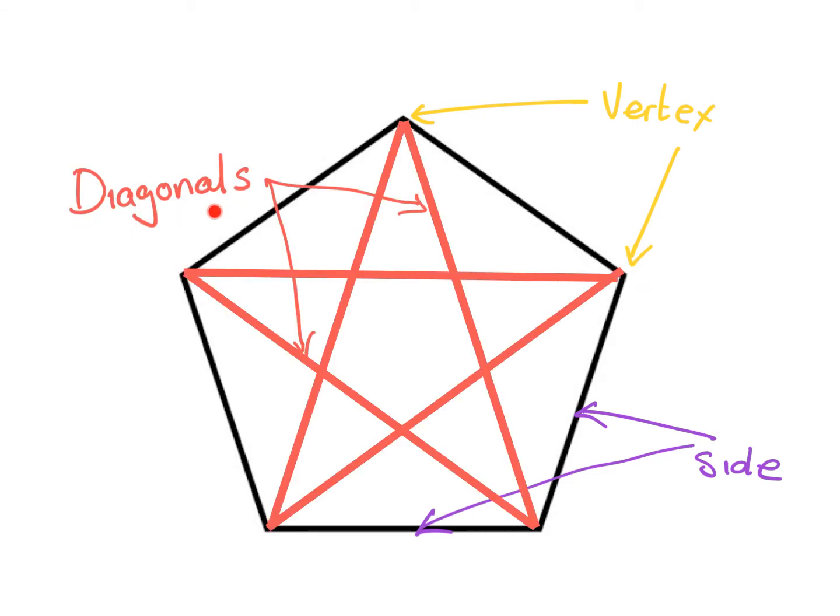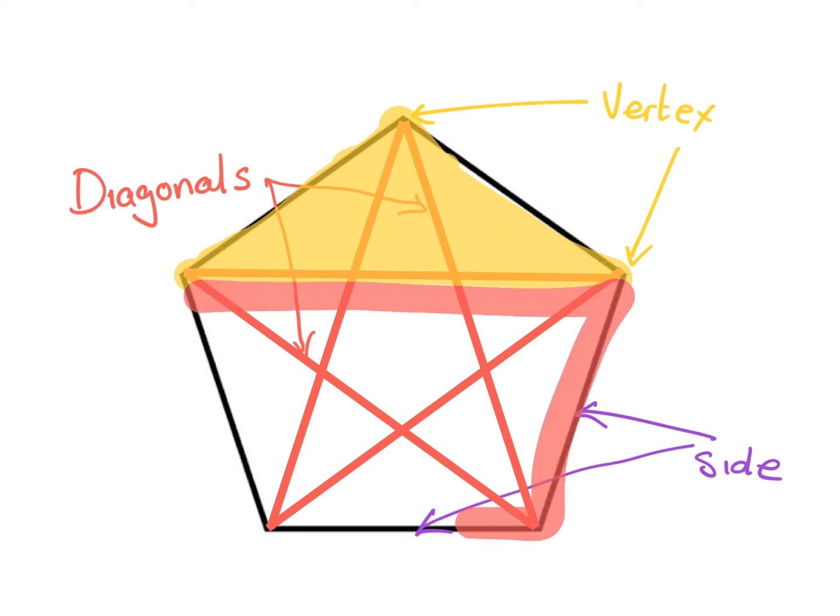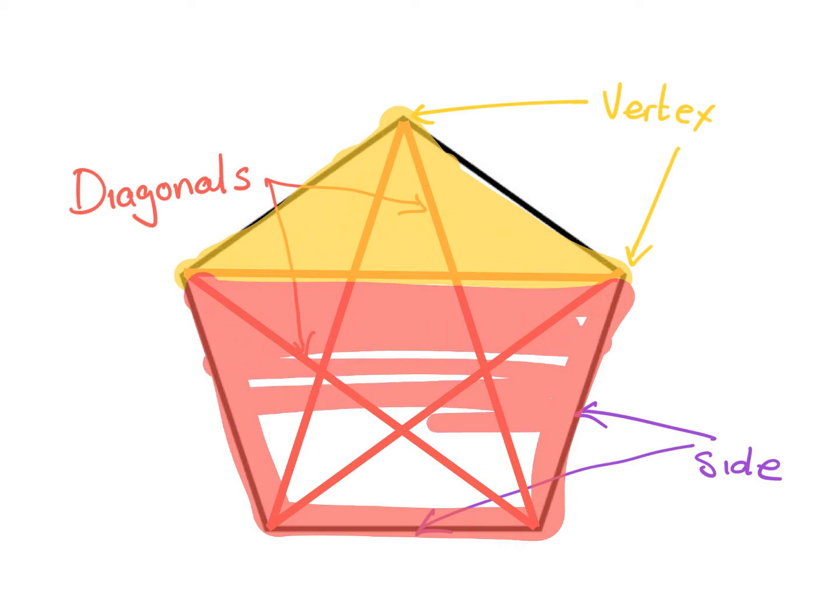And finally, we have some diagonals. These are all the red lines that are inside the pentagon. A diagonal is a segment that joins two vertices, dividing the shape into two parts. So this diagonal over here, okay, divides this shape into one part, and obviously this shape down here would be the second part of the shape.